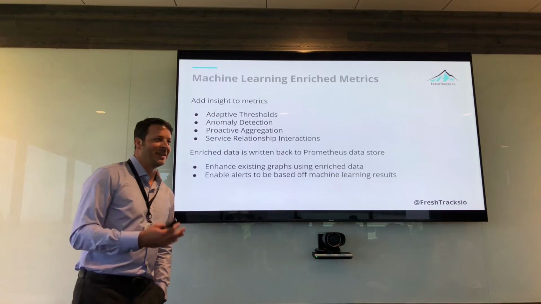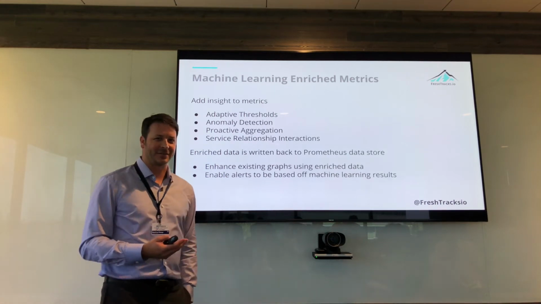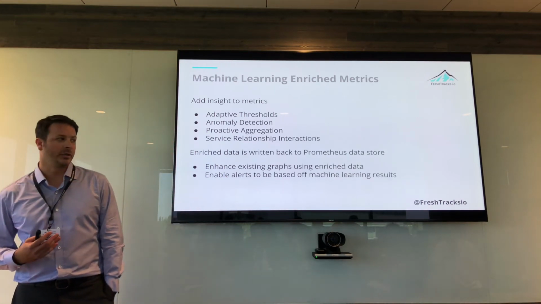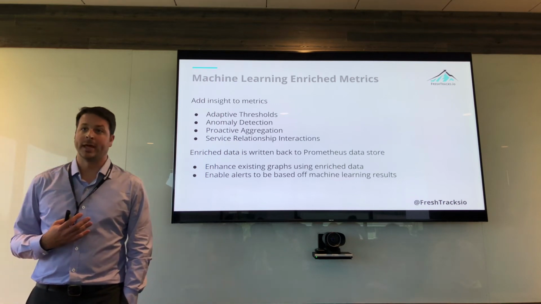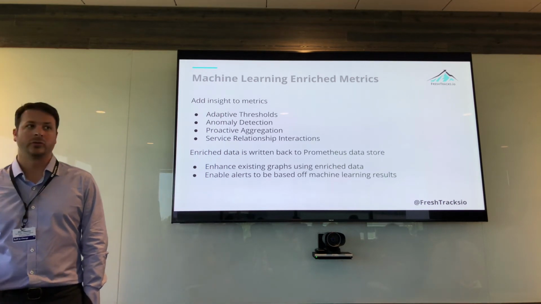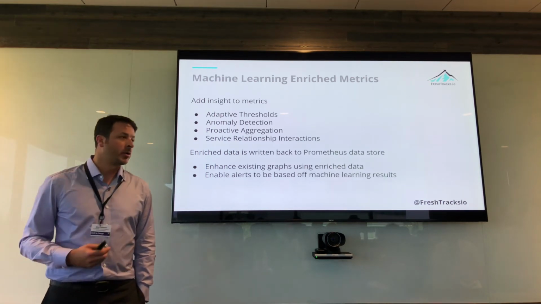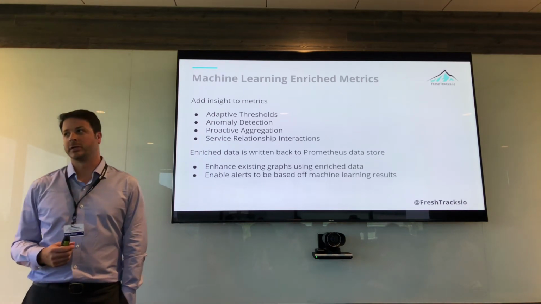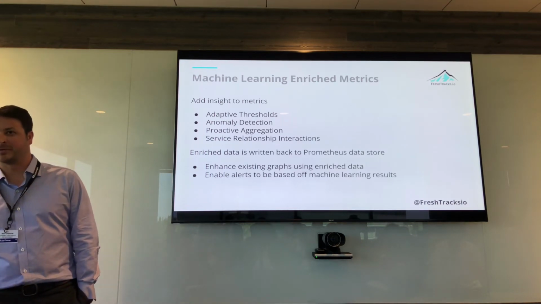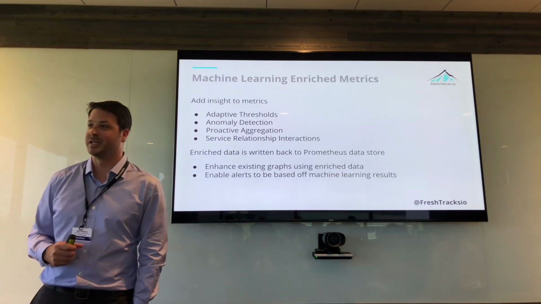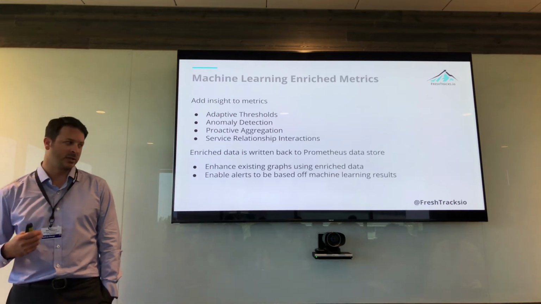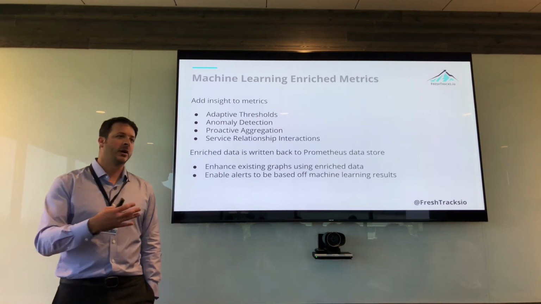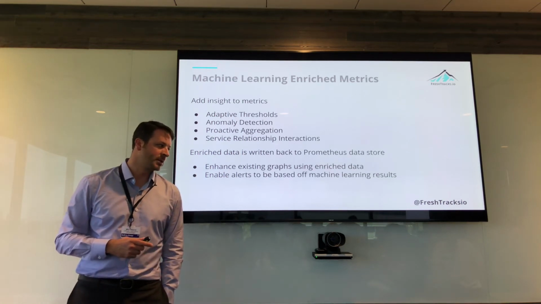But it's not just enough to collect the metrics. We have to actually provide some insight from this, and this is where we're really focusing our machine learning efforts. We're doing that by providing adaptive thresholds. We're doing anomaly detection. Proactively aggregating across the cluster. It's not interesting to know how one container is performing. You actually need to know how they're performing in concert. So we're aggregating to provide those insights. And then we're providing understanding of the service-to-service relationships.